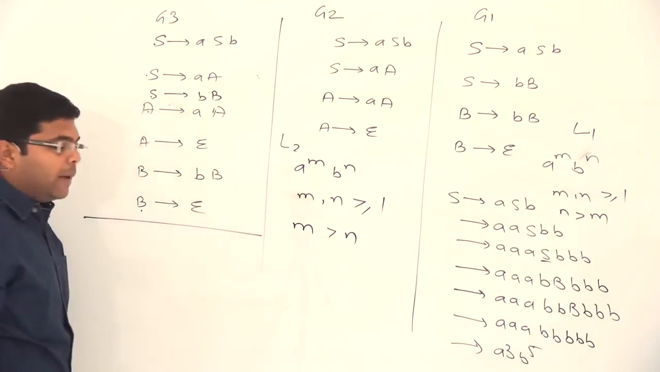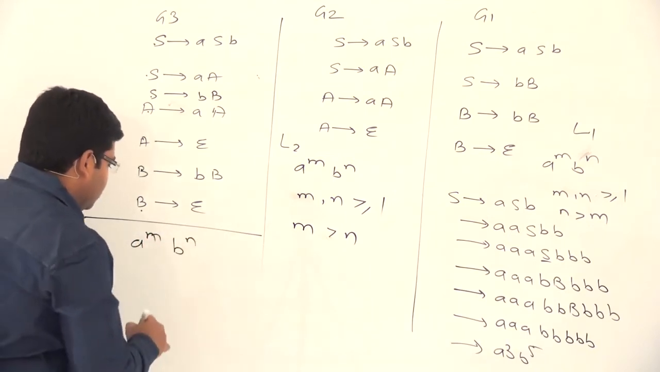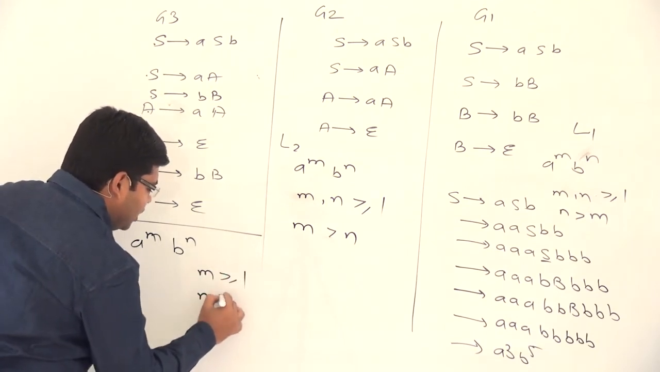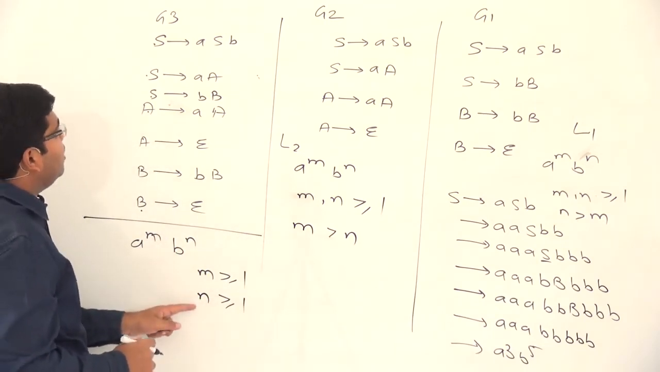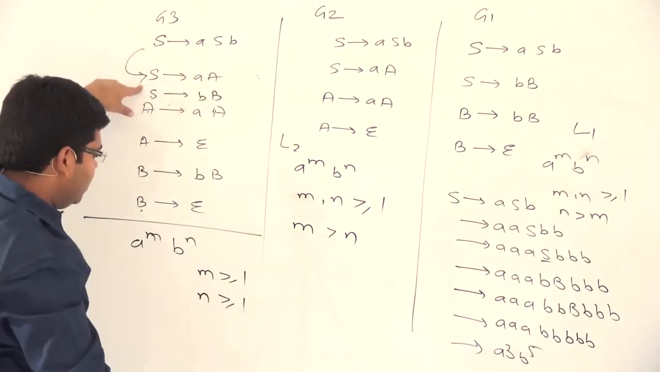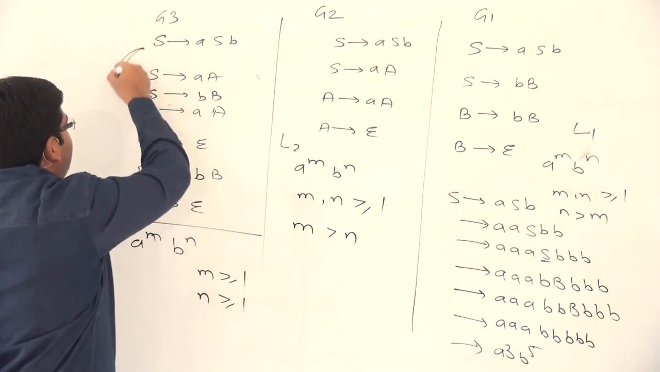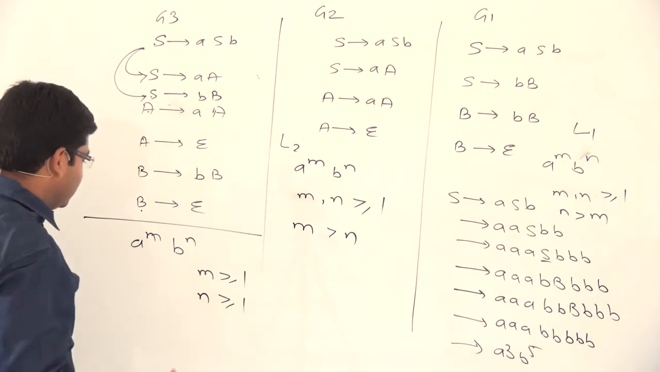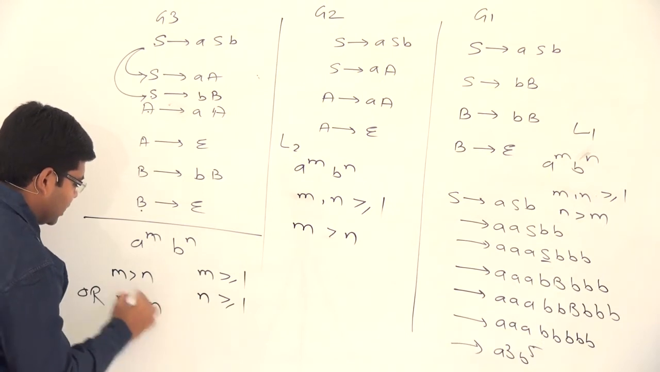language generated by this grammar will be again a to the power m, b to the power n, where the number of a's will be greater than or equal to 1, and the number of b's will also be greater than or equal to 1. However, if we compare m with n, if you replace S with AA, then the number of a's will be more than the number of b's, m will be greater than n. However, if you replace S with BB, then the number of b's will be more as compared to the number of a's. And what does that mean? That either m will be greater than n or n will be greater than m.